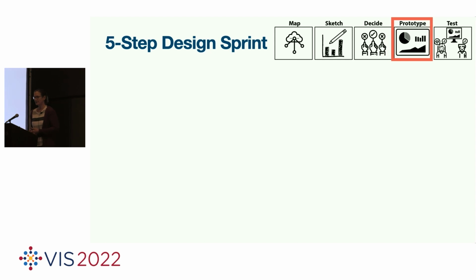And then the fourth step is prototyping. Here teams really build prototypes of their ideas. This is typically the most time-consuming step in a design sprint. In short workshops, prototyping can be done during class time using either Tableau or just pen and paper. For longer projects, we typically use D3, and then prototyping is typically done outside of class.